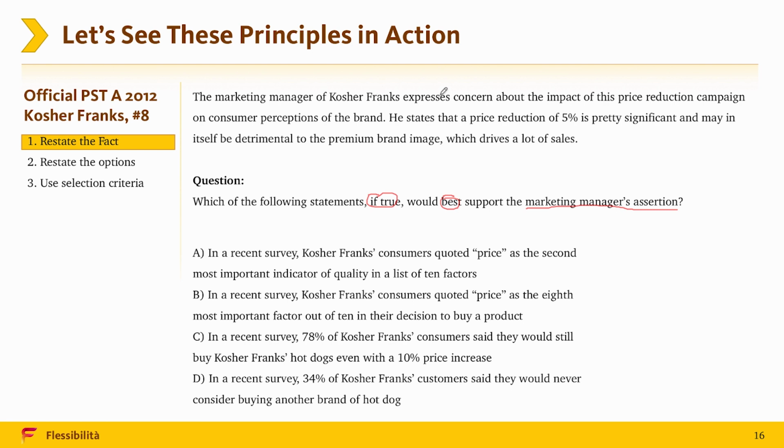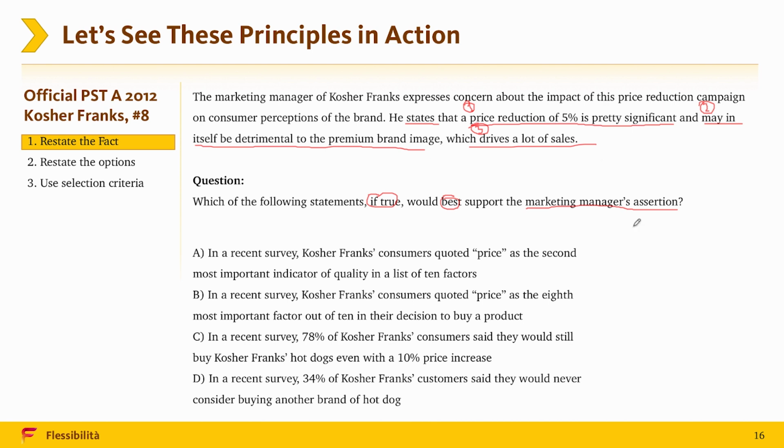The marketing manager of Kosher Franks expresses concern about the impact of this price reduction campaign and consumer perception of the brand. He states, okay, so here comes the assertion, that a price reduction of 5% is pretty significant and may in itself be detrimental to the premium brand image, which drives a lot of sales. Okay, so this assertion basically has 3 parts. Part number 1, price reduction of 5% is significant. Number 2, price reduction may be detrimental to the premium brand image. And number 3, premium brand image drives a lot of sales.